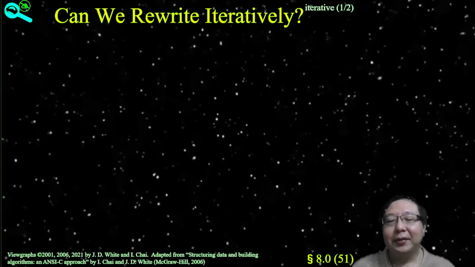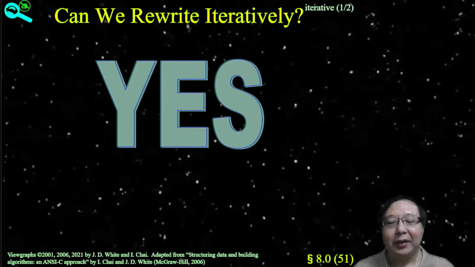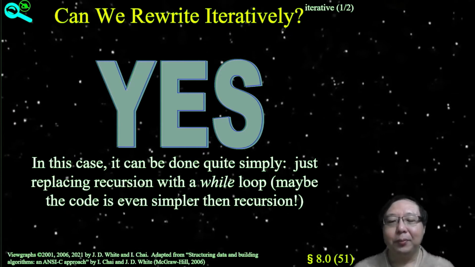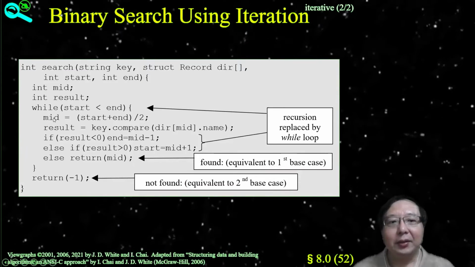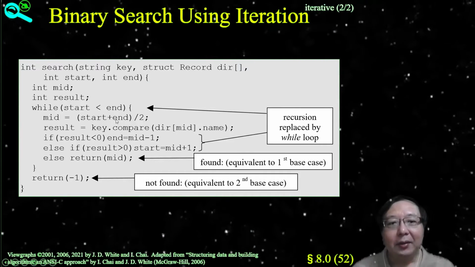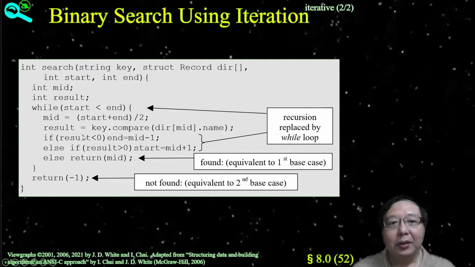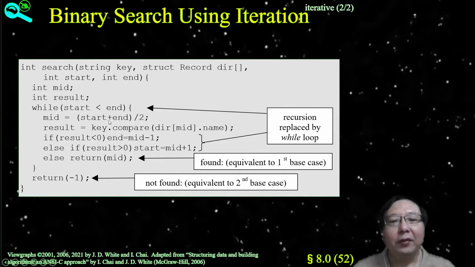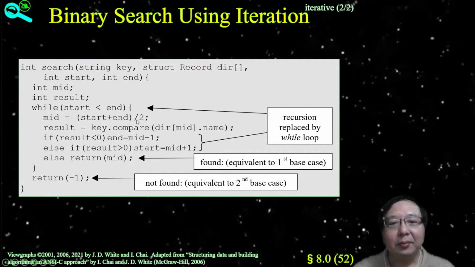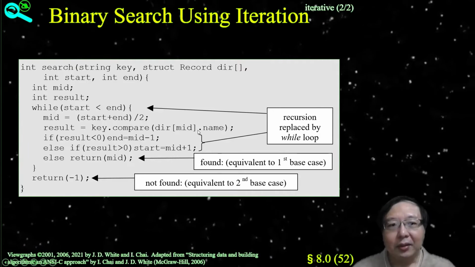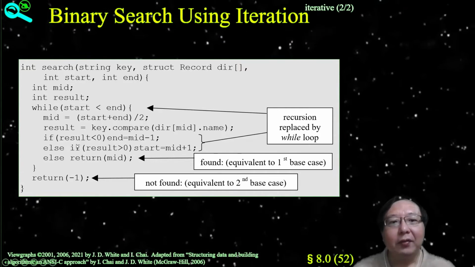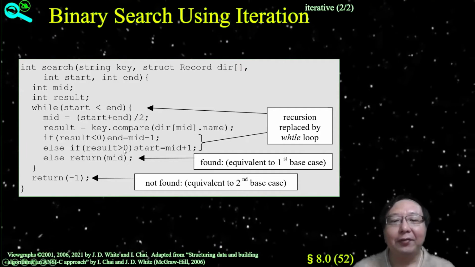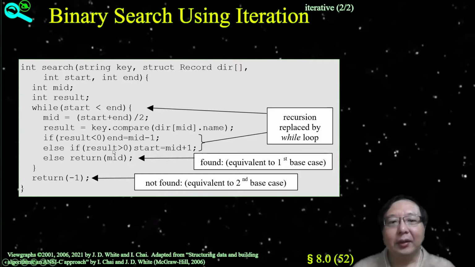Okay, now can we rewrite the binary search iteratively? And the answer is yes. In this particular case, replacing the recursion with a while loop is quite simple. Instead of having a recursive call, we have this while loop. We go to the middle and then we check, is it the one before or after? If it is before, then we change the end to be just below the middle. If it's the one after, then we change the start to the one just after the middle.